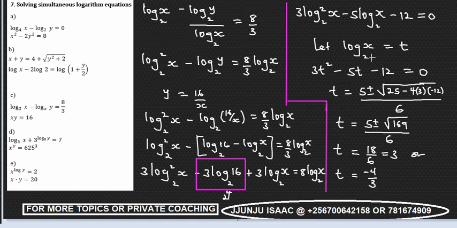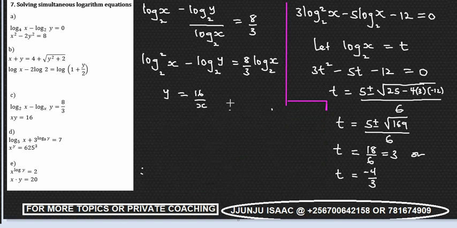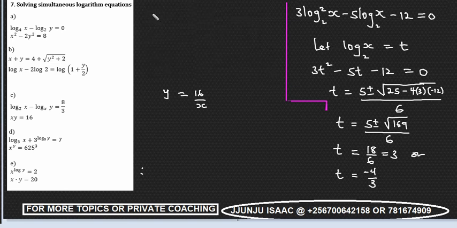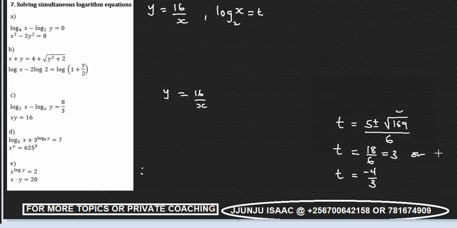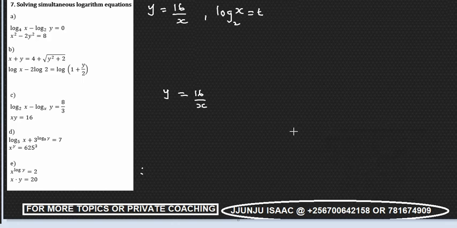So now, since we have the value of t, but remember that y is 16 over x, and remember that log base 2 of x is going to be equal to our t. Now let us see. We know that y is equal to 16 over x, and the log base 2 of x is equal to t. So our t has given us 3 and negative 4 over 3. T is 3 or negative 4 over 3.